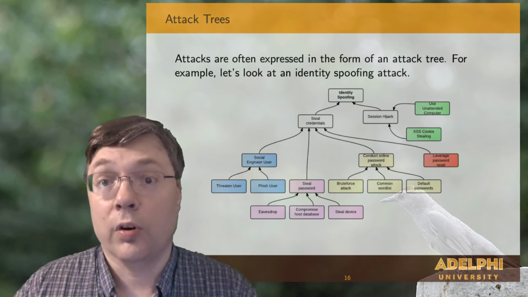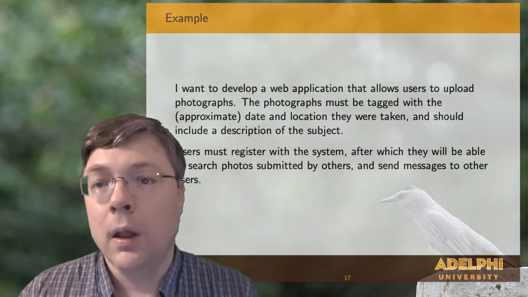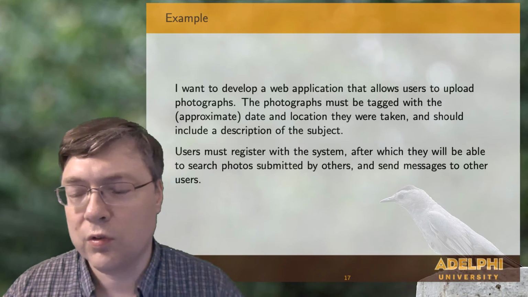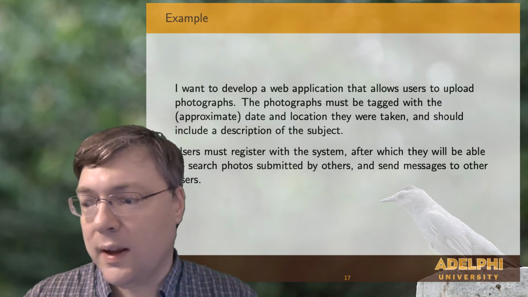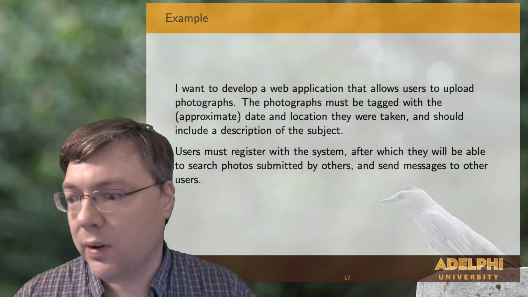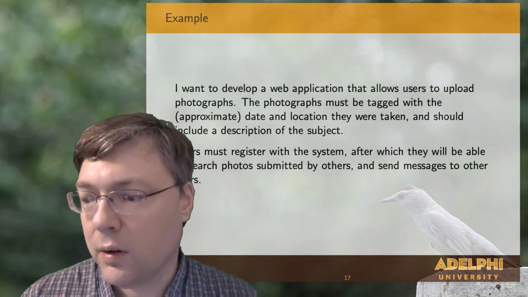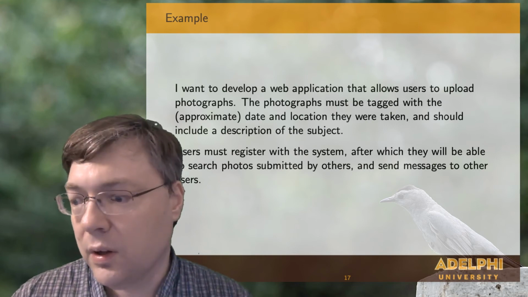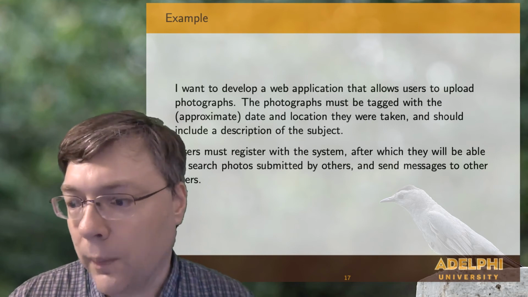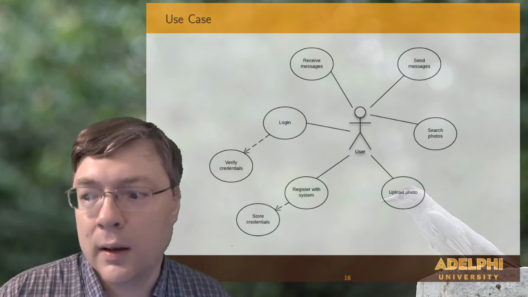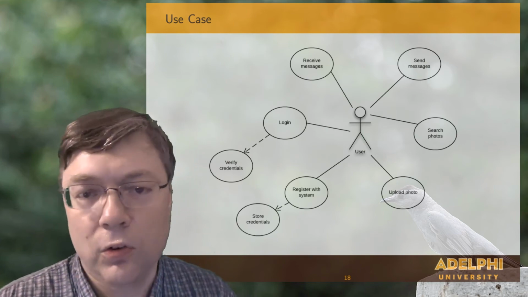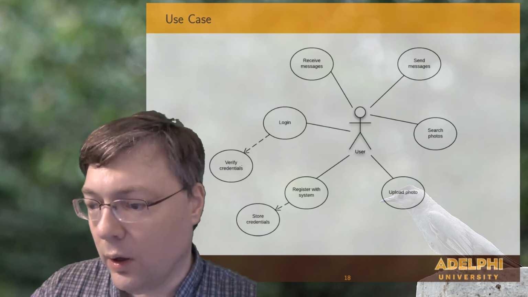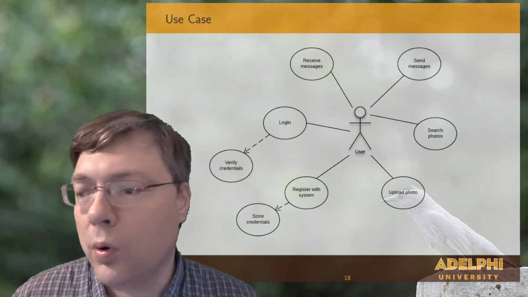So this is one fairly simple example that works surprisingly well. In the example again, let's say that I am building a web application that asks users to upload photos. The photos must be tagged with the approximate date and location at which they were taken. They should include a description of the subject. Users must register with the system, after which they will be able to search photos submitted by others and send messages to those other users. If I start creating my initial model, my initial data flow diagram, or in this case my initial use case diagram, I put the user in the middle and I put a bunch of processes around. And I can refine this model into more actionable ones.